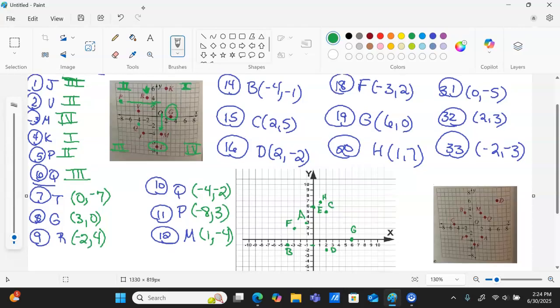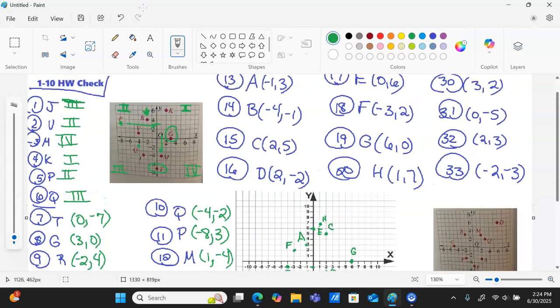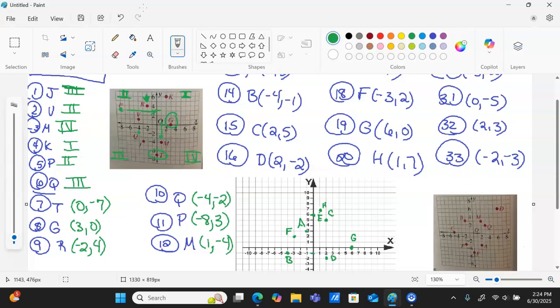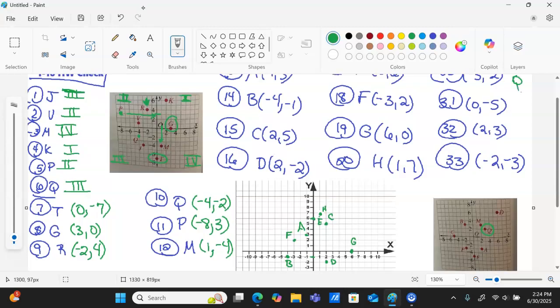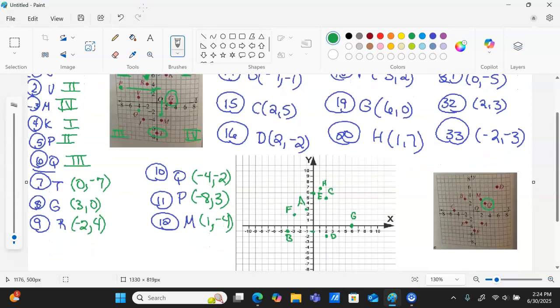And then 30 through 33, you're using the graph that was in your book, and I have that pictured right here. They want to know what letter is at 3, 2. So that is to the right 3 and up 2, that would be Q. 31, left and right none, down 5. So that's hard to read. I believe that's an F. It is. Looking in my actual book, it's an F.